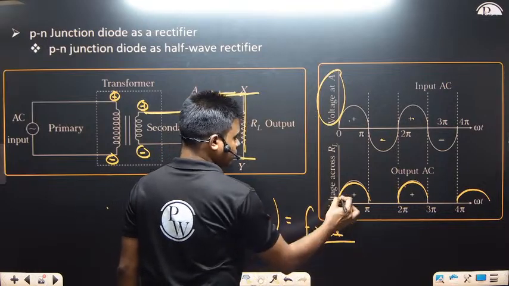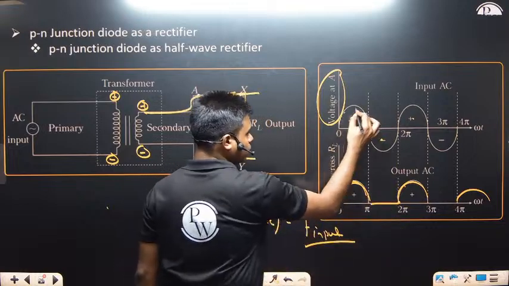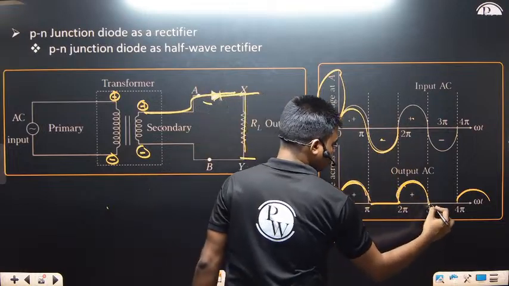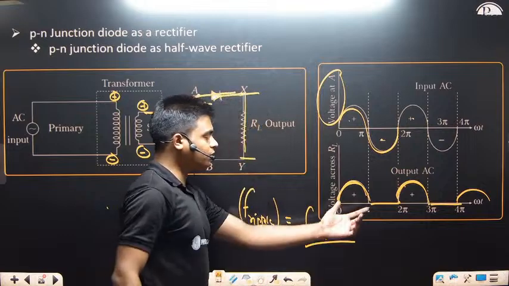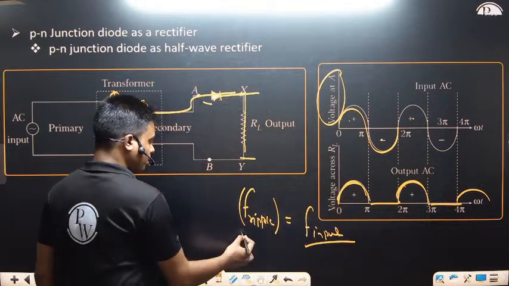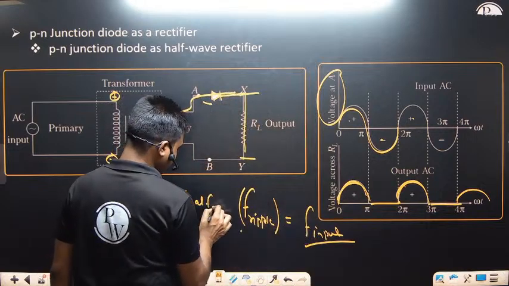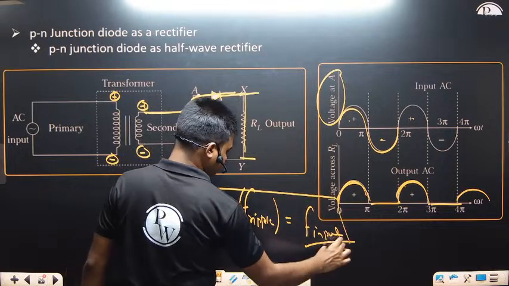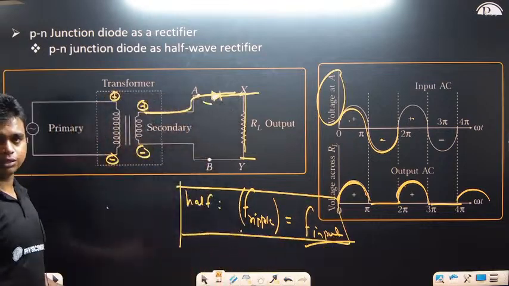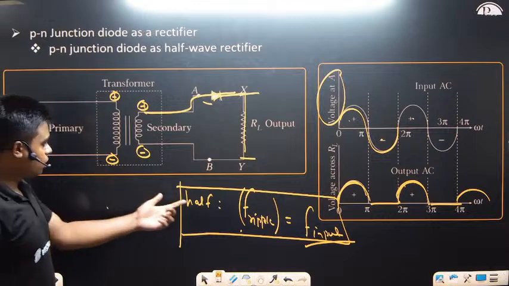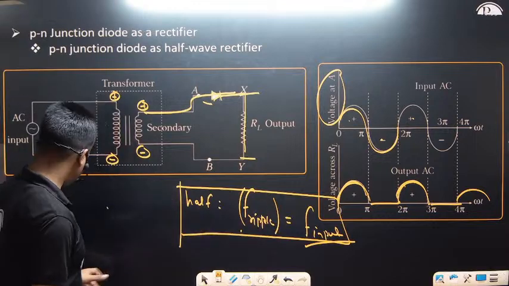So this is one time period, this is also one time period, this is two time periods, this is also two time periods. The time period for this one is the same. So the frequency of the ripple in the half wave rectifier and the input AC frequency, both will be equal.